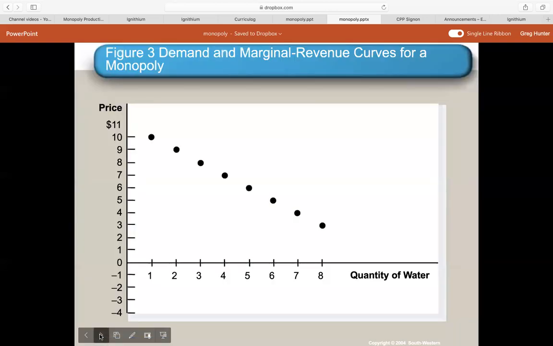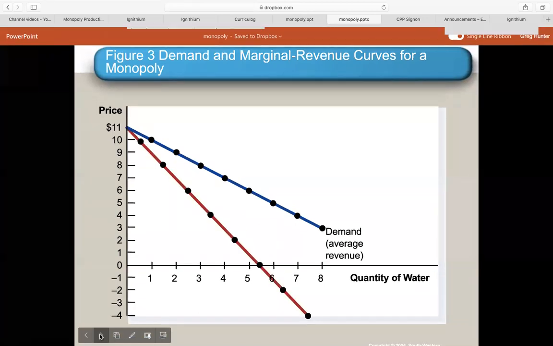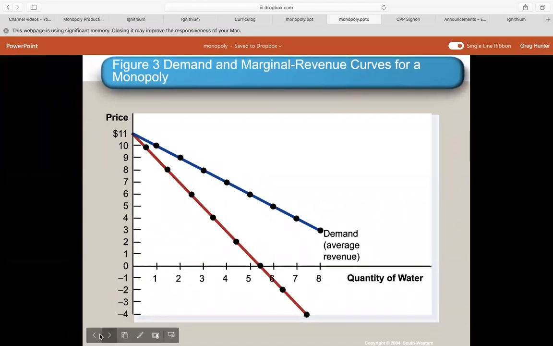Here we're going to graph the monopolist's demand curve, and remember another name for the demand curve is the average revenue curve. Now we're going to graph the monopolist's marginal revenue curve, which you can see is below the demand curve. These are just plots from that table that was two slides above.